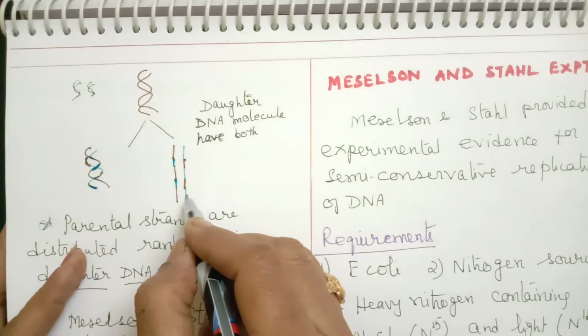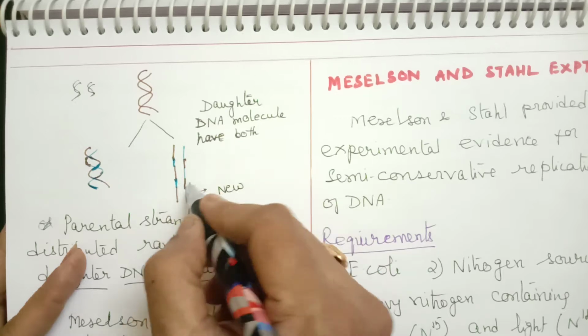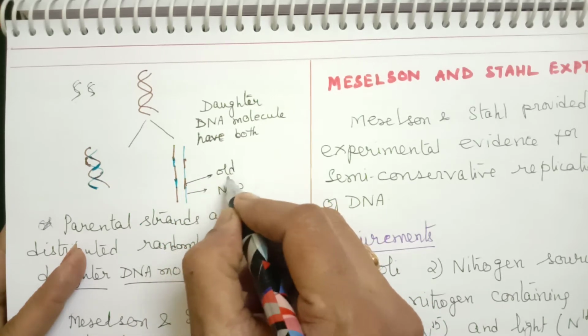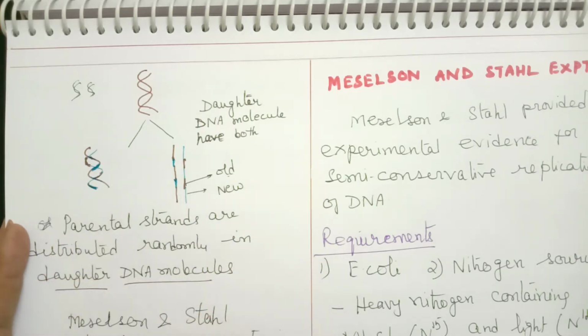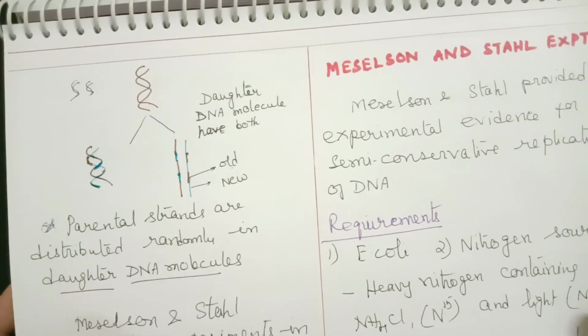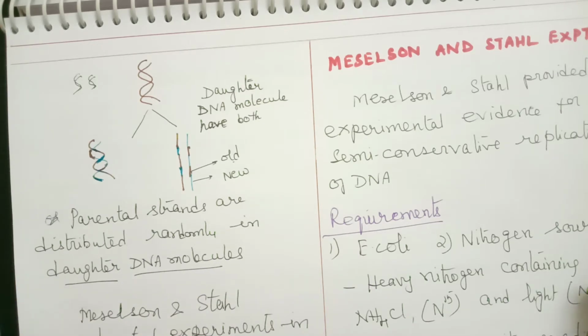The one which I have shown in blue color is the new strand. The one in brown color is the old strand, the parent strand. So on one strand we find a combination of both. This is called the dispersive mode of replication. Here parental strands are randomly distributed in the daughter DNA molecules. So these were the three theoretically possible methods of replication.